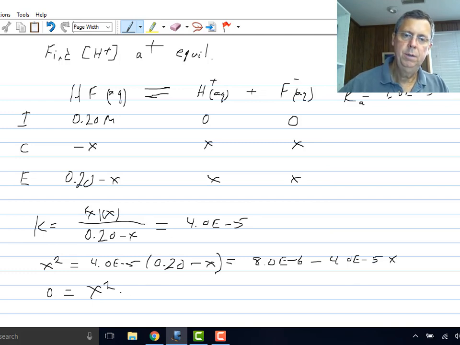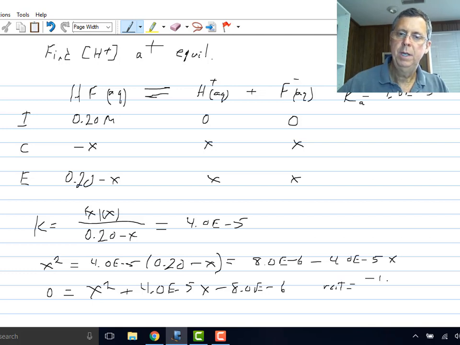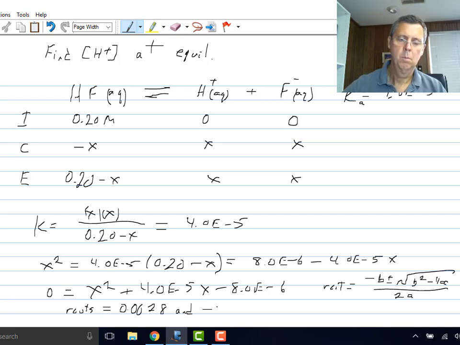We should have had X squared plus 4.0 e minus 5 x minus 8.0 times 10 to the minus 6. And of course, our root is going to be minus b plus or minus the square root of b squared minus 4ac, over 2a. And so our roots... All right, so these are our two roots that we should have gotten.